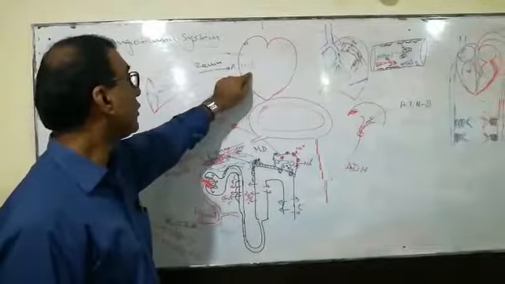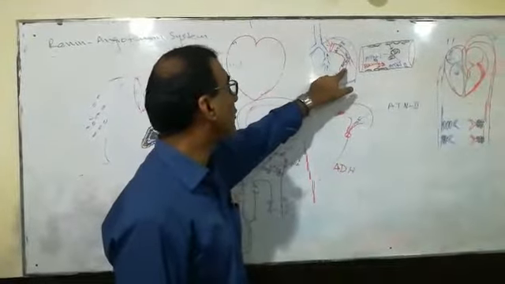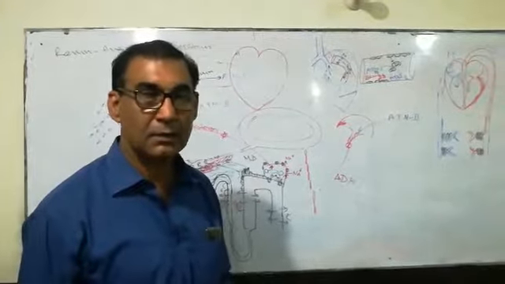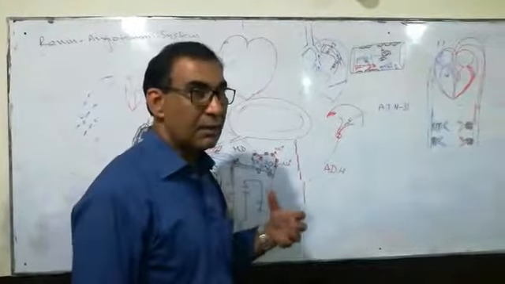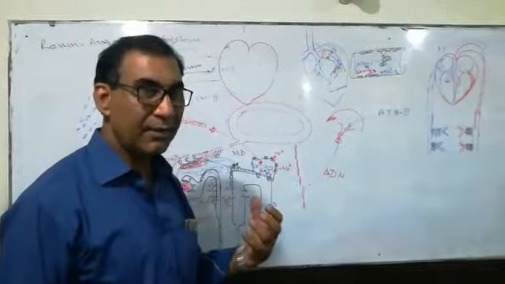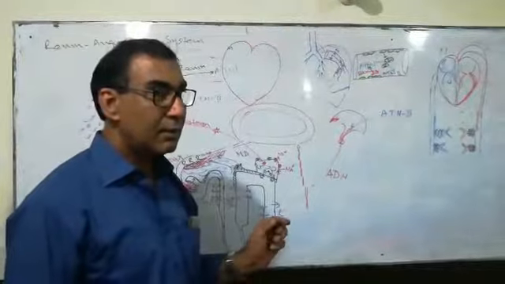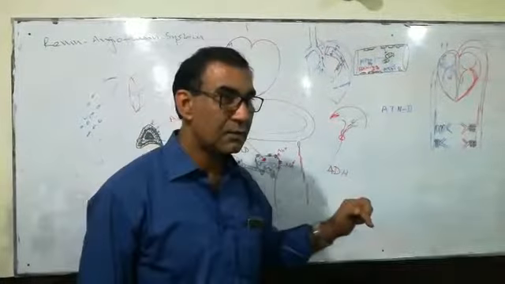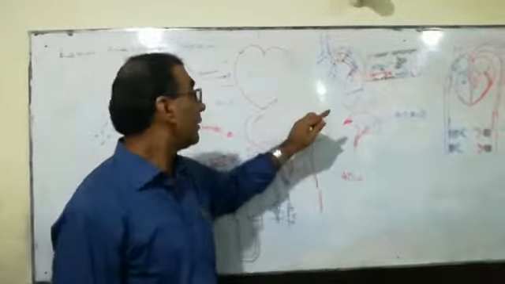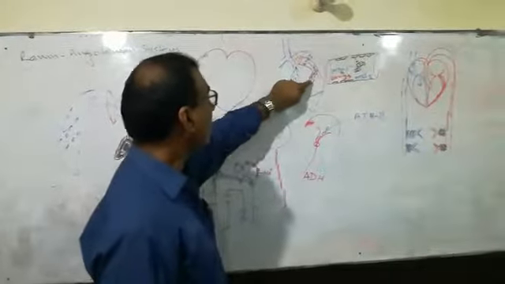This angiotensin 1 is converted into angiotensin 2 where? In the lungs. Where in the lungs? In the alveoli? No. In the bronchiole? No. In the bronchus? No. In what? In the blood vessels. That is converted into what? Angiotensin 2.